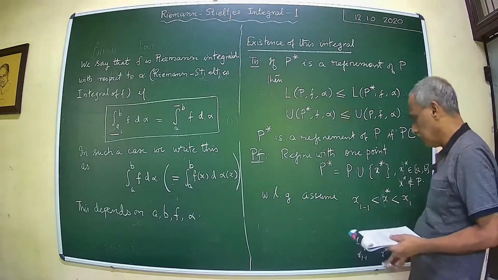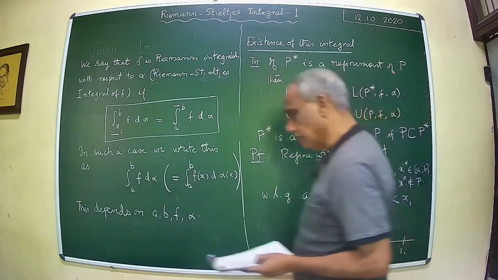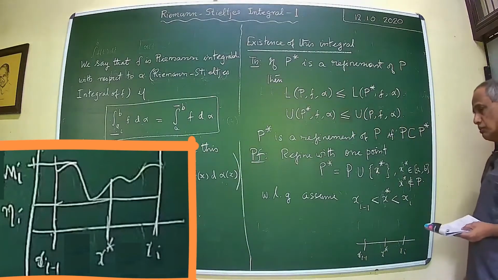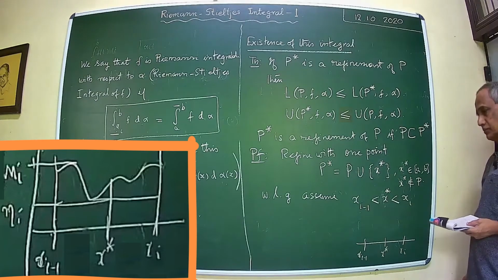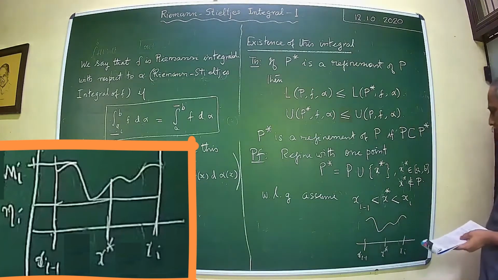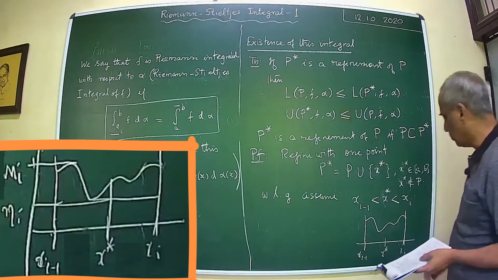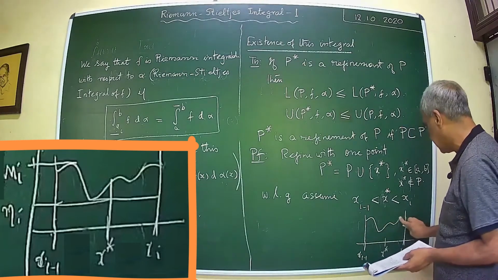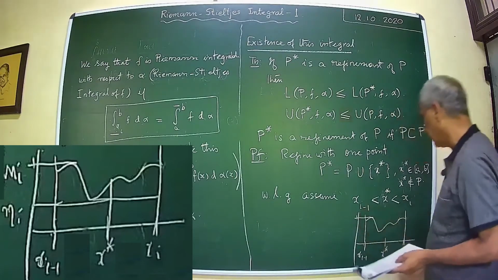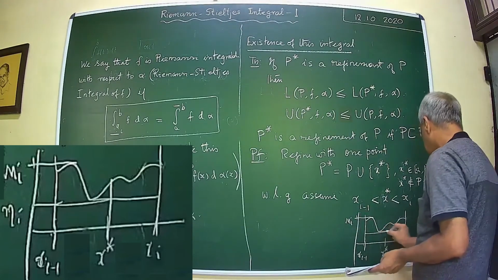Now we work with the supremum and infimum of f. What happens to the supremum of f? Suppose you have a function. You take the supremum on this whole interval, then in this case you see that it is this particular number. And if you take the infimum, it is this number.